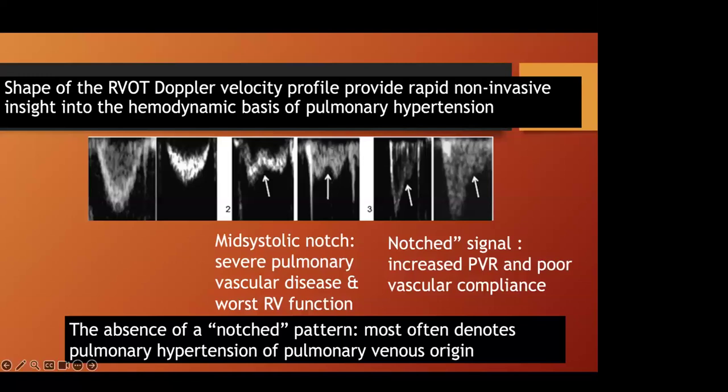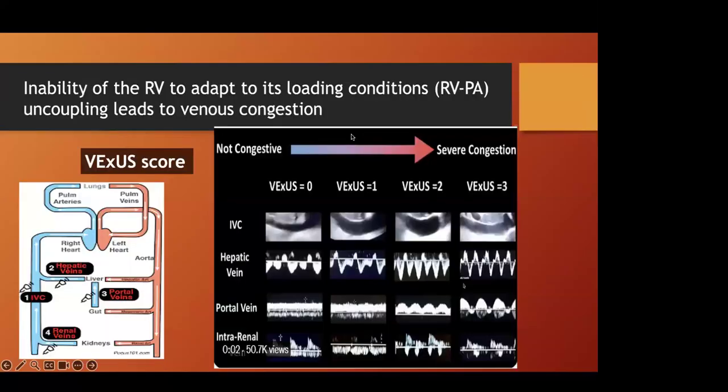So now we need to see what happens when the RV does not adapt to the loading condition. We know the RA pressure will increase and the IVC gets bulged or dilated. As a result, it is reflected on various organs because of the high back pressures, especially the hepatic, portal and the renal. All this lumped together is VExUS, venous excess in ultrasound.